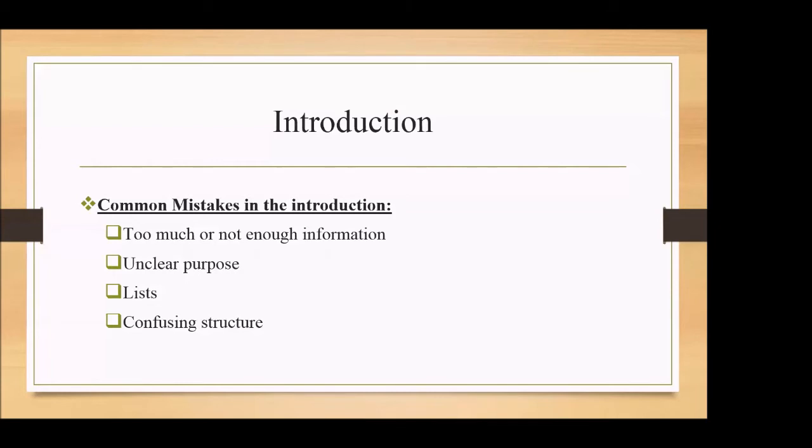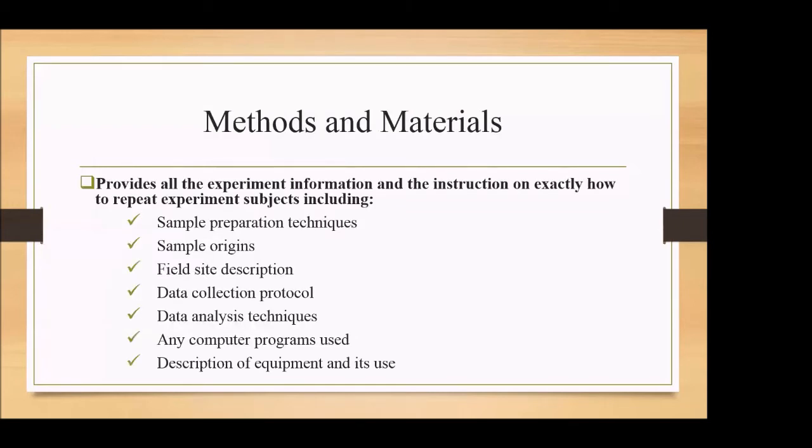Maybe there is an unclear purpose. You don't know what to do. There is no clear purpose of doing it. Sometimes you list ideas, because this is not a place for lists. You have to write it as a paragraph. Other common mistakes come with a confusing structure. As I said, you have to go from broad, then narrow it down until you make it more narrow and specific. Okay, so let's move on to the methods and materials.